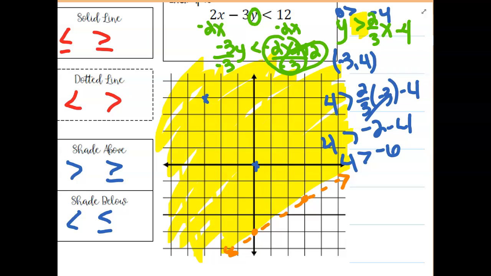Now, if you decided to pick a point over here, it wouldn't work. It would give you a false statement. It would say something like 0 is less than -4, which is not true.